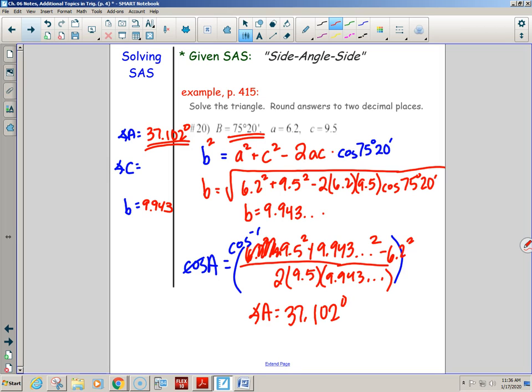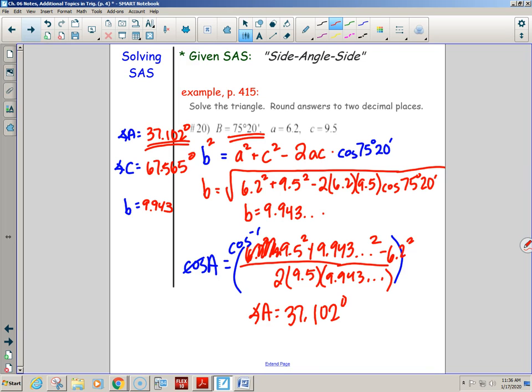So the nice thing is, once you get two angles, it shouldn't be that bad to find the third. Because you just have to go ahead and use your 180. 67.56.